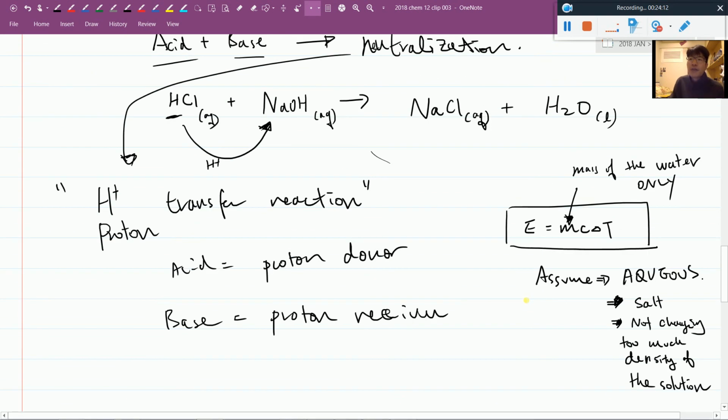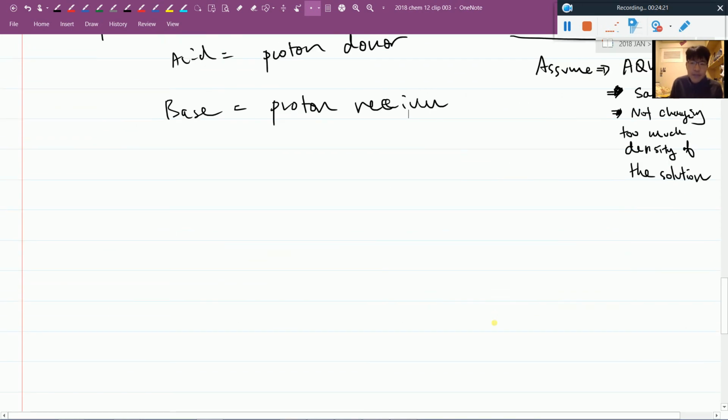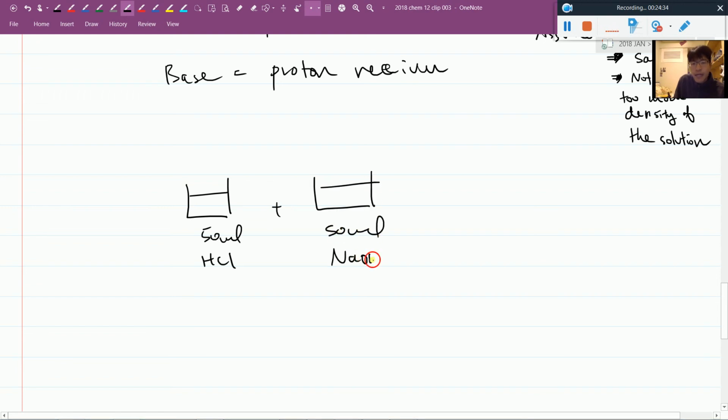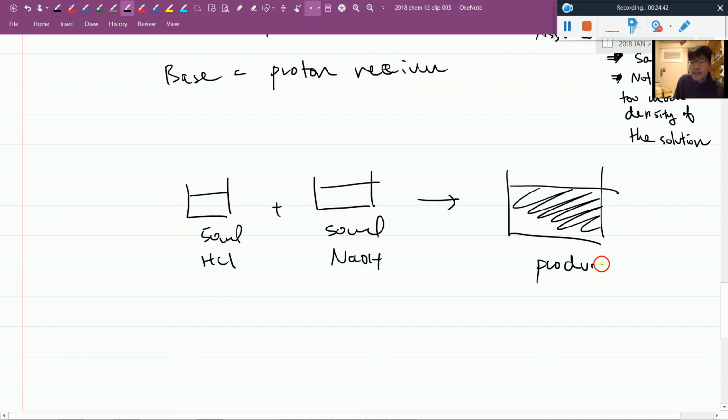So let's go back to the rule. How do we do the estimations? Then I give you a bit more values and you'll understand what's going on. Let's say I've got 50 ml of acid going to react with 50 ml of sodium hydroxide, mixed together in a bigger flask. When this finishes, we've got the product, and we know that this is an exothermic reaction.